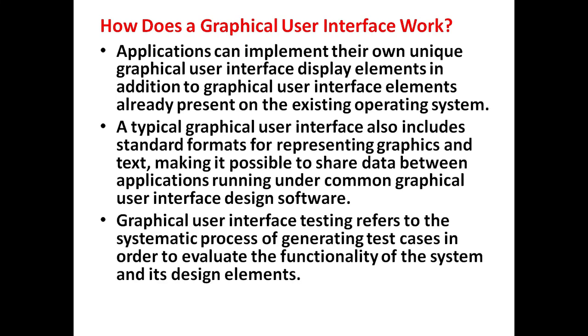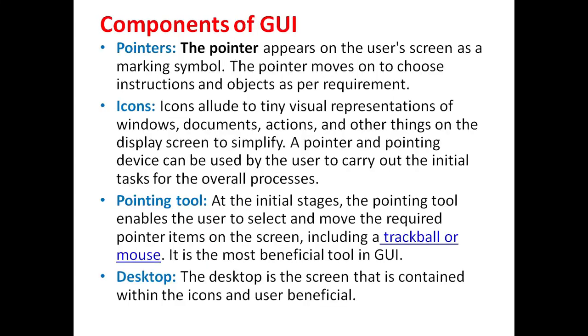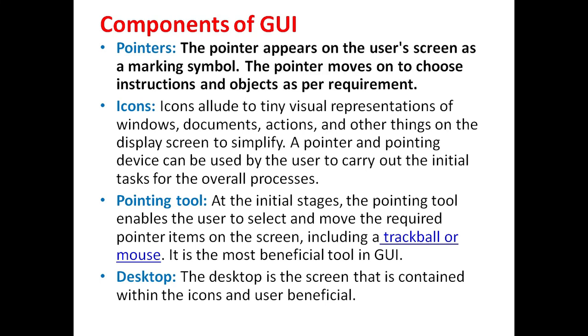Graphical user interface testing refers to the systematic process of generating test cases in order to evaluate the functionality of the system and its design elements. Different components of GUI are pointers. The pointer appears on the user screen as a marking symbol. The pointer moves to choose the instructions and objects as per requirement.